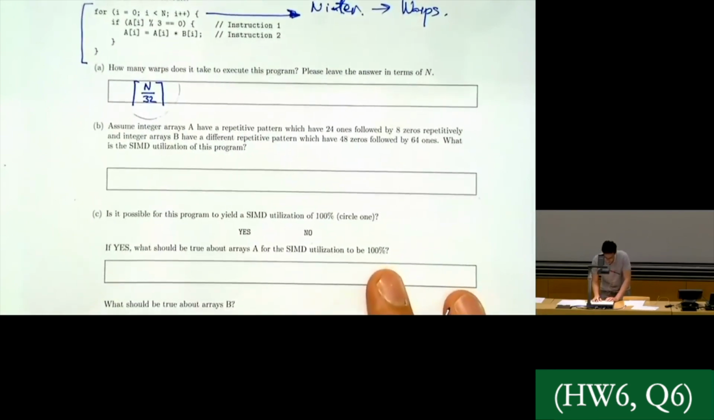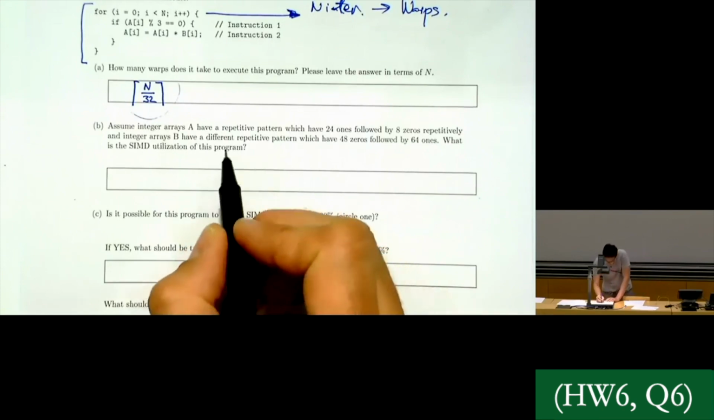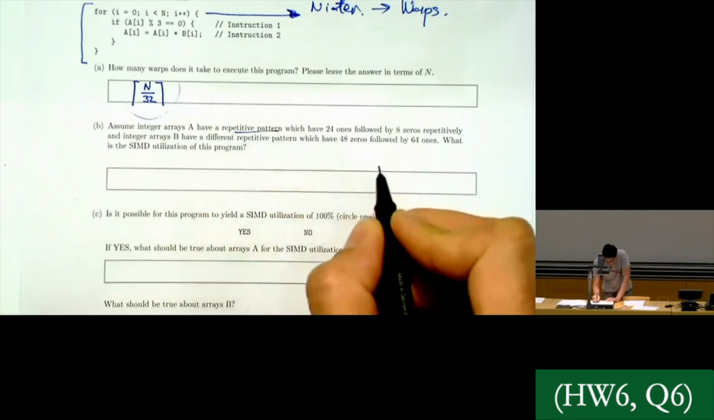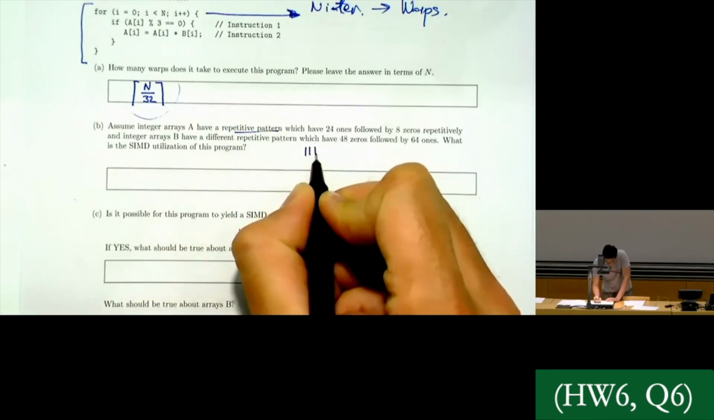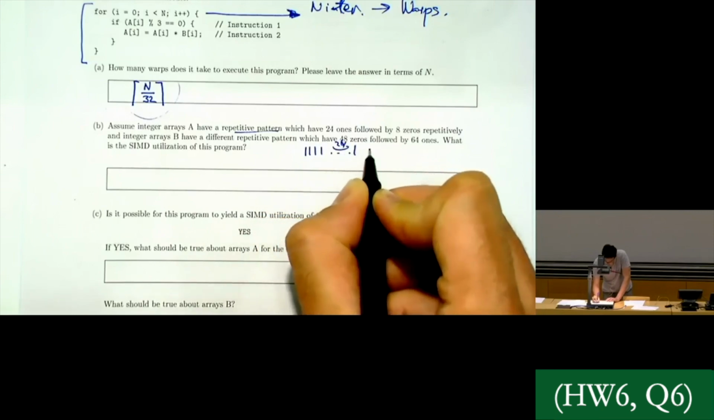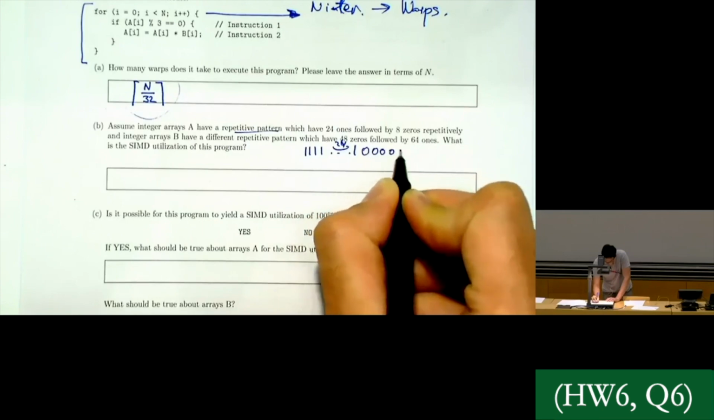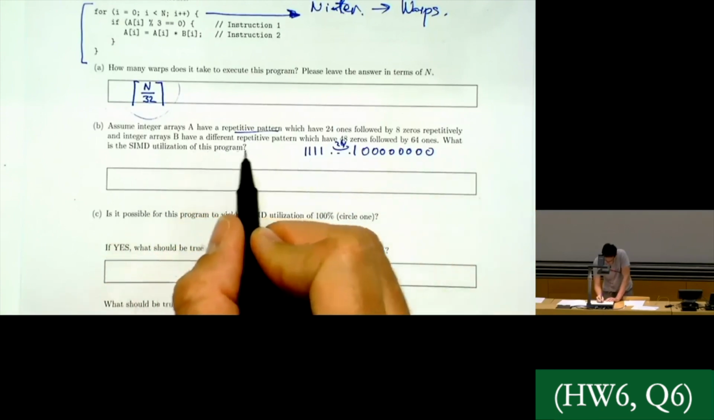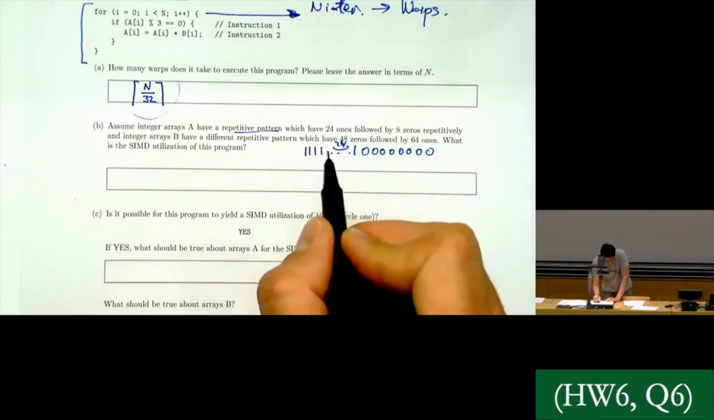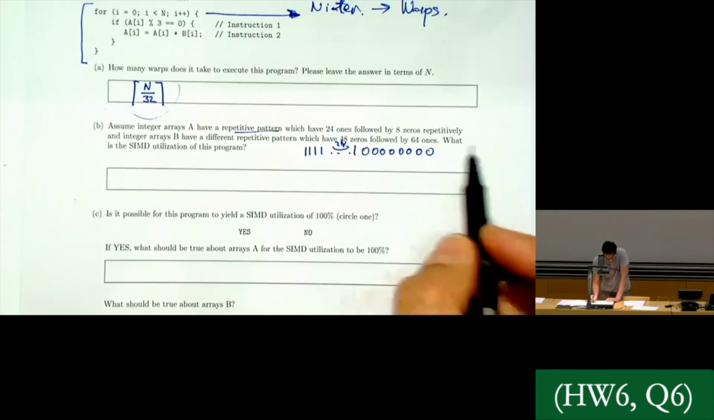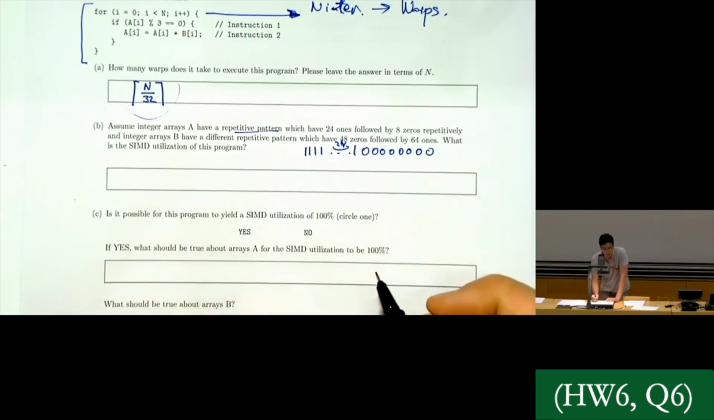Part B says, assume integer arrays A and B. A has a repetitive pattern with 24 ones, followed by 8 zeros. And B has a different repetitive pattern, which has 48 zeros followed by 64 ones. What's the SIMD utilization of this program?